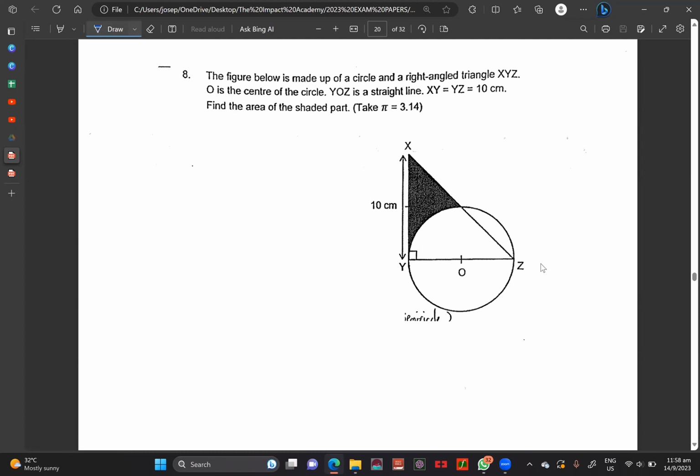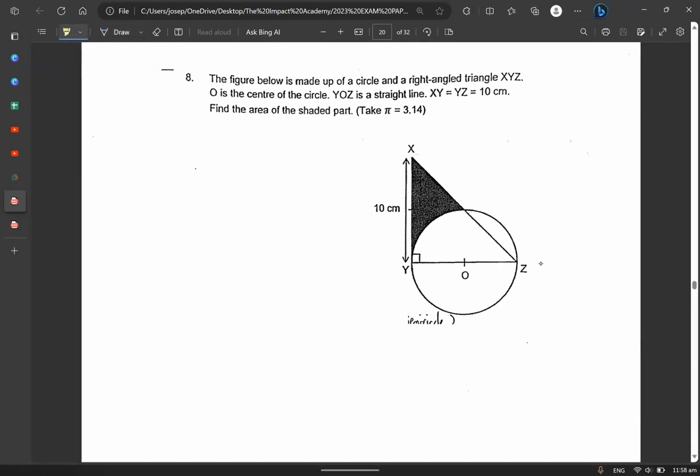Now, as you can see over here, it says that the figure below is made up of a circle and a right-angled triangle XYZ. Okay, so where exactly is XYZ? As you can see over here, I'm just going to highlight for you to see this is XYZ. Okay, so this is a right-angle triangle.